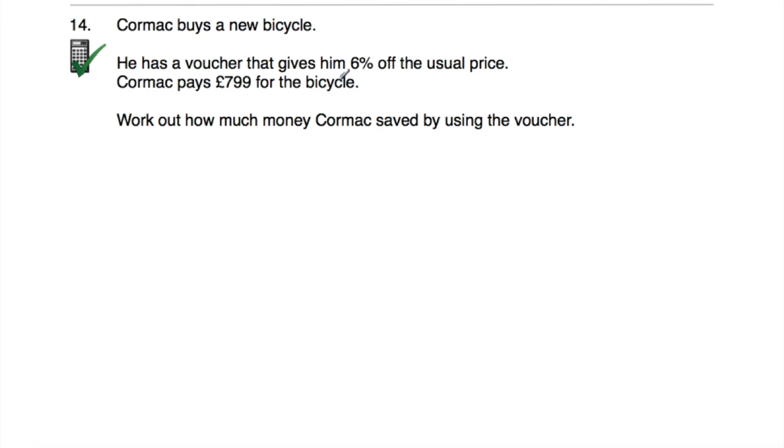So the approach I'm going to use for this question will be to work out the cost of the bicycle before the discount, so the usual price of the bicycle. And then we know he paid £799, so we can take that away to see how much money he saved using the voucher.